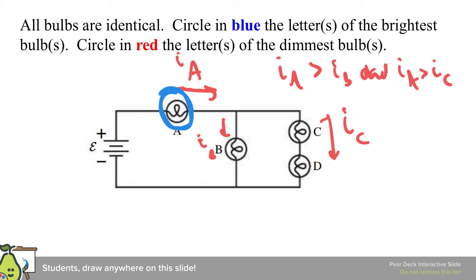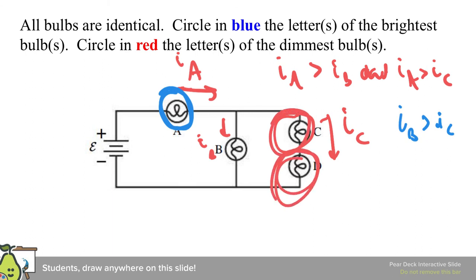Now the resistance of this branch is half the resistance of this branch. C and D are in series, so their resistances simply stack. Since it has half the resistance, it's going to get twice the current. So IB is greater than IC, which means that B is brighter than C. But that means that B is the middle child here. C is less, and because C is less, then we know that D is less as well, and so we end up with this pattern.